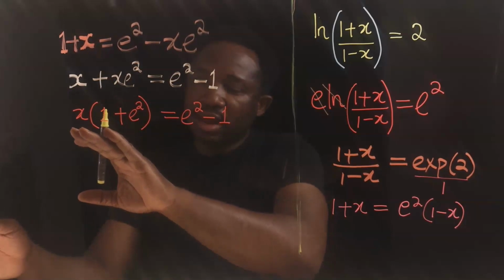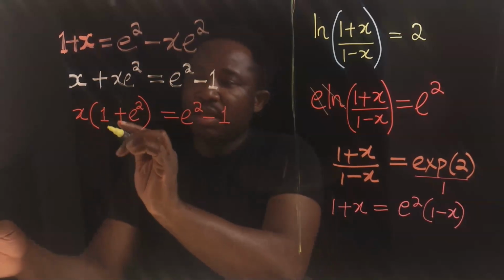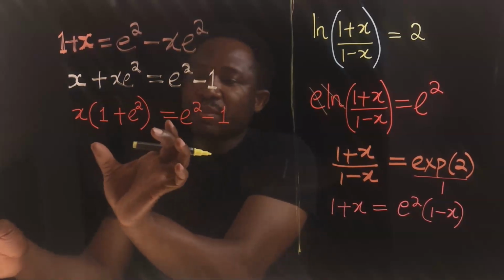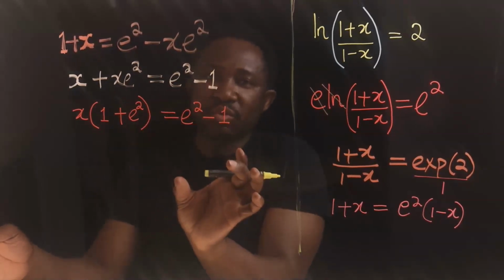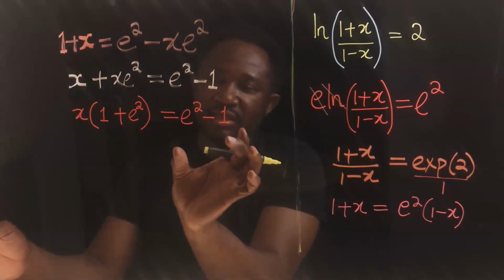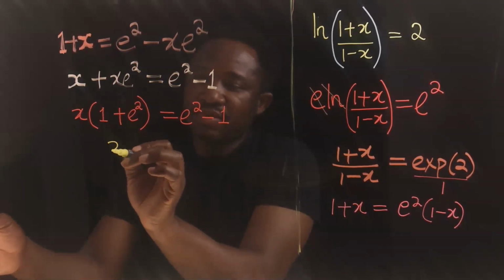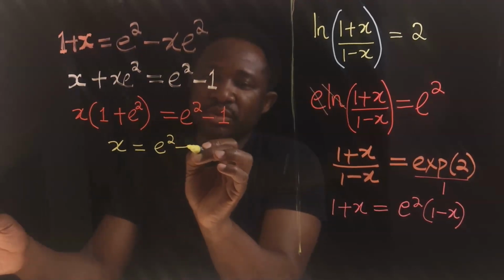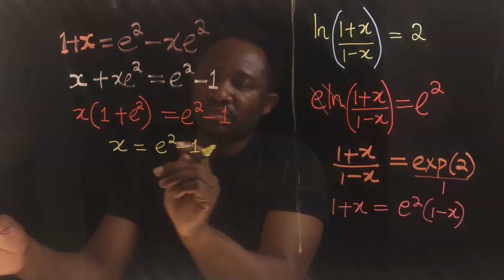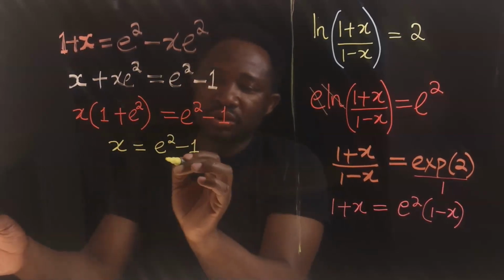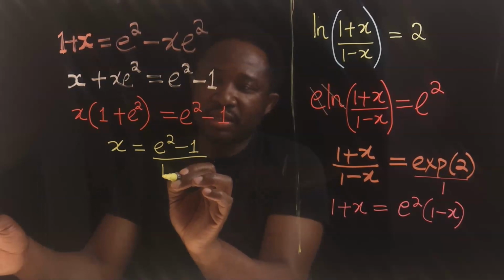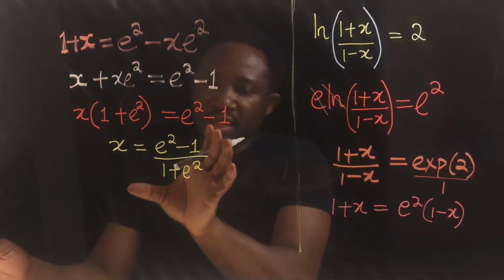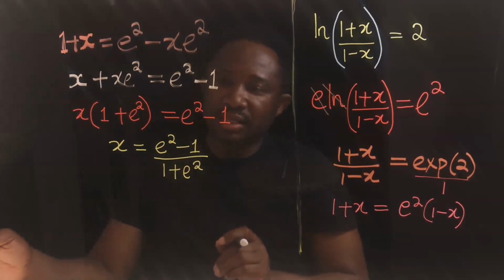X can be isolated here. X is multiplying everything here. If a multiplying variable moves across the equal sign, it's going to divide. I'm going to have x here. On the other side, I have exponential 2 minus 1. This will move across and is going to divide 1 plus exponential 2. And this becomes our answer.